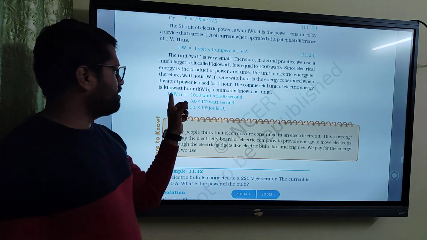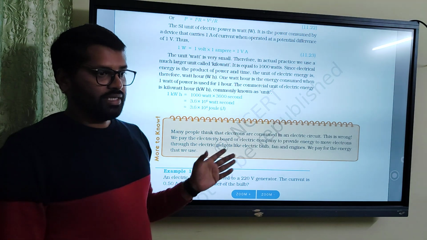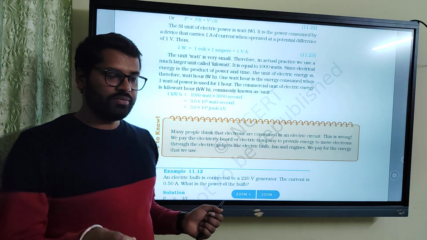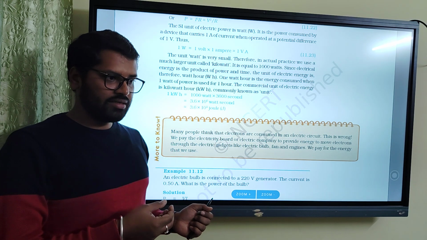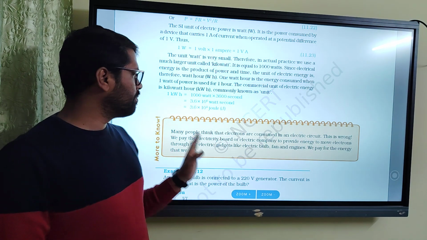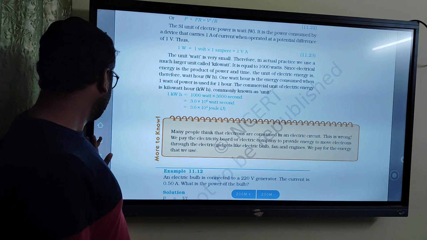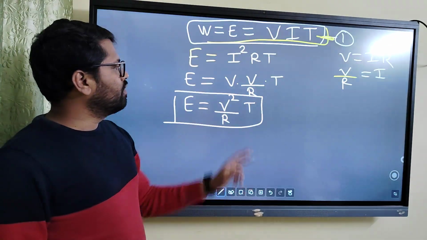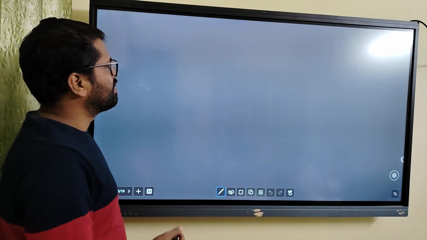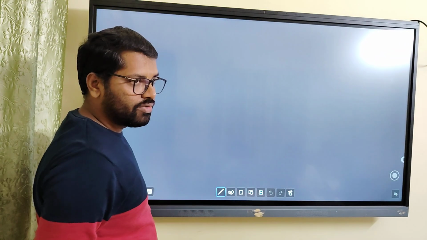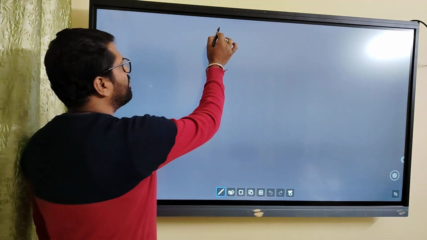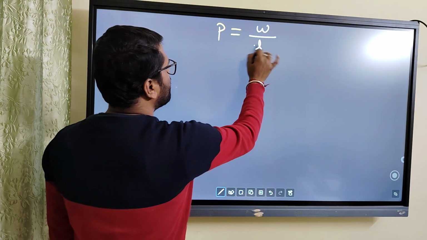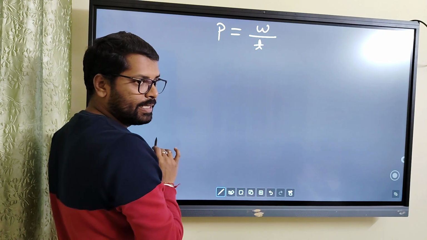And the last part is the commercial unit. See, in the commercial unit of energy, like in our home, we purchase electricity, right? We have to pay the bill. If you don't pay the bill, what will they do? They'll cut the electricity service. So how will you measure that? See, power's SI unit is watt, and power equals work by time. Correct?